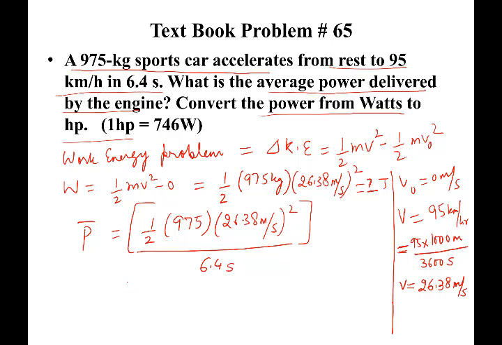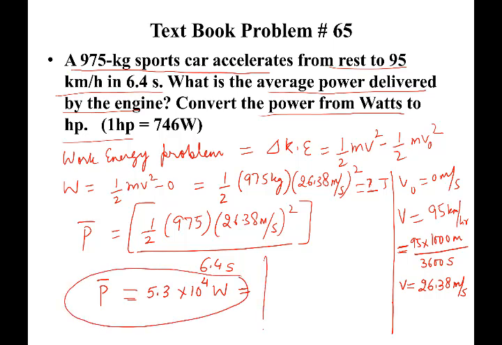So once you solve this entire thing, you get 5.3 times 10 to the power of 4 watts. And you can't keep them in watts, because the second part is asking you to convert the unit into horsepower. So the actual value in watts is this. Then we'll go ahead and convert 5.3 times 10 to the power 4 watts.